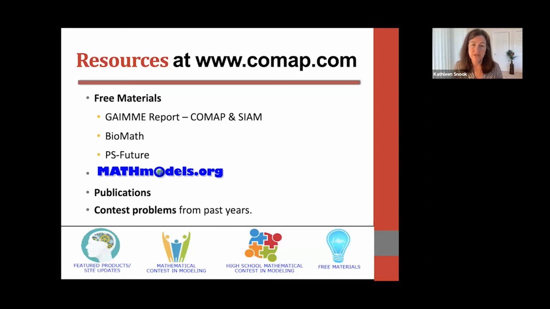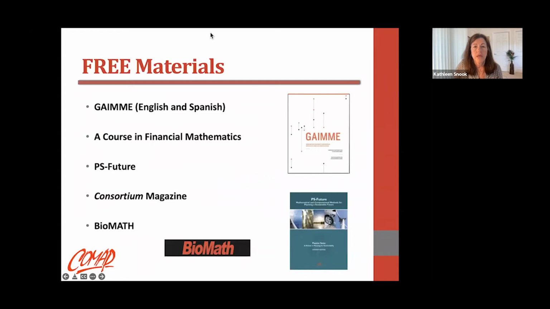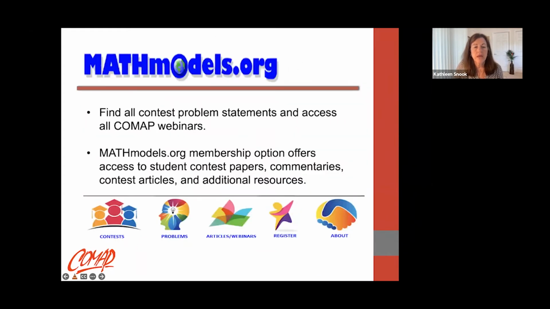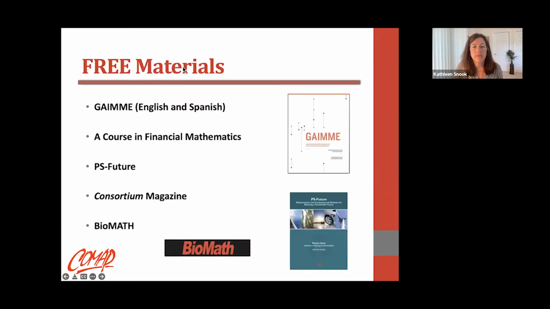So here's an overview of the materials that you can find at COMAP. Free materials like the GAIMME report, the BioMath modules that I'll speak about in a minute, PS Futures, which is a financial module, and mathmodels.org, which is a website that has all kinds of materials, other publications, and contest problems from the past years. Michelle just put in the chat the link for the SIM.